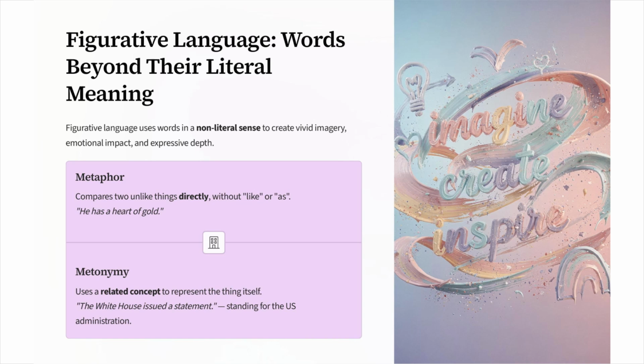Metonymy is different. It uses a related concept to stand for the thing itself. For example, "the White House issued a statement" does not refer to the building itself, but to the US administration. These figurative uses are very important in both everyday language and literature. They show that meaning can be extended creatively. Lexicology studies these shifts because they help explain how words develop expressive depth and richer semantic possibilities.